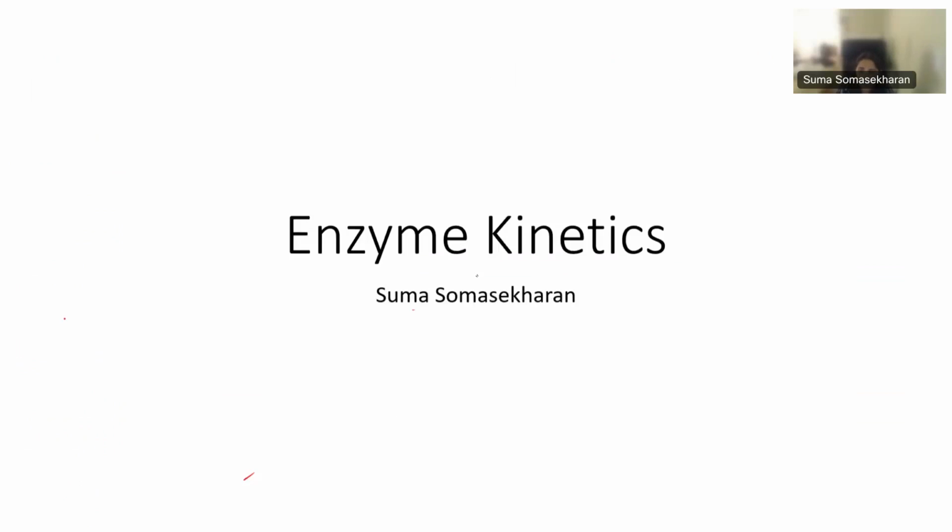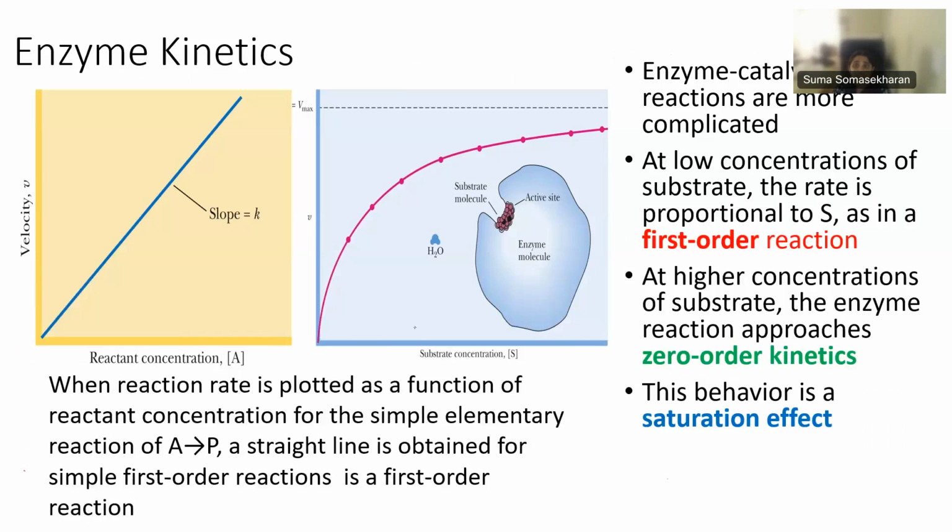As you all are aware, enzymes are catalysts that increase the rate of a reaction. In this lecture, we are going to look at the parameters that define the rate of an enzyme catalyzed reaction. So, firstly, let's look at the relationship between velocity and concentration for a unimolecular reaction going from reactant A forming product P.